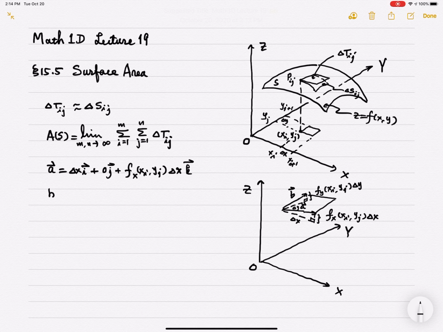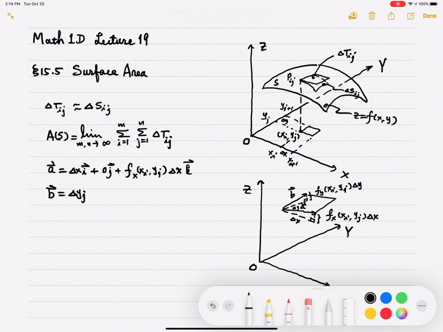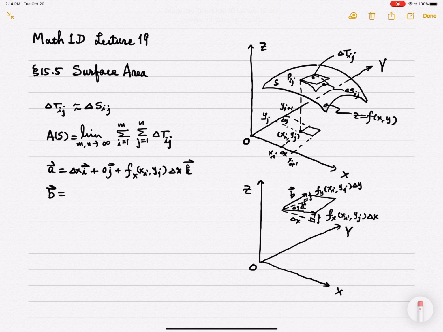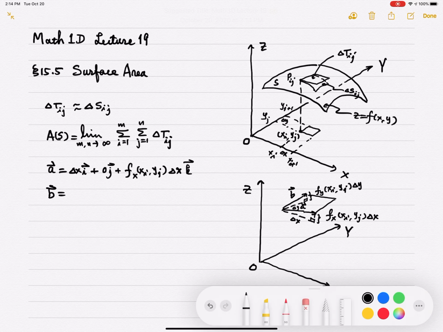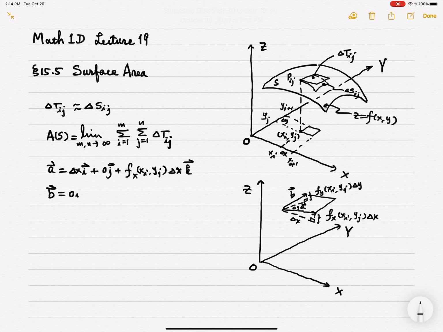And then the vector b is equal to delta y j. Because this vector is perpendicular to the x-axis, the coefficient of i is 0. So b is 0 i plus delta y j plus f sub y at x_i y_j delta y k. So it's like that.